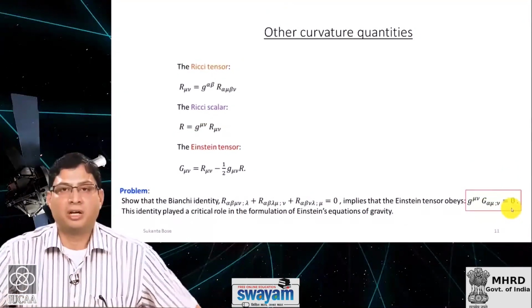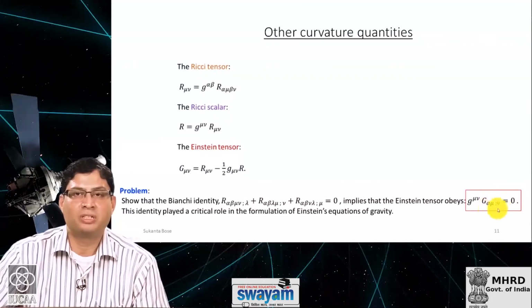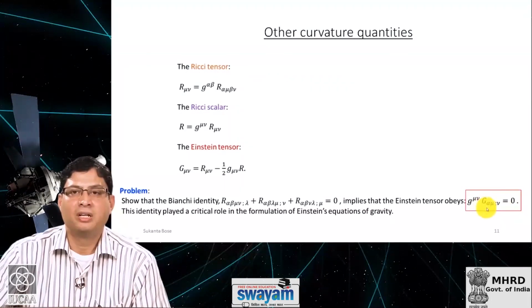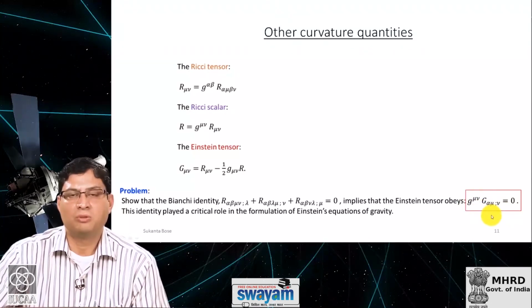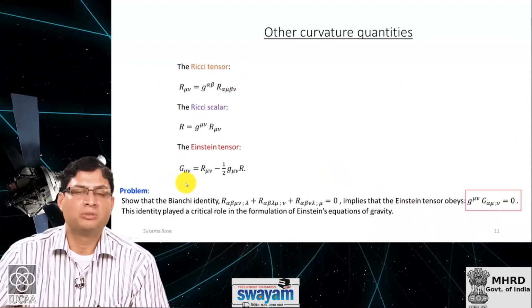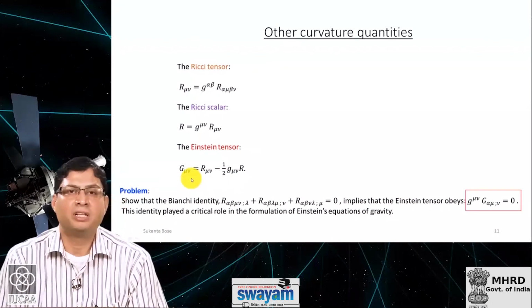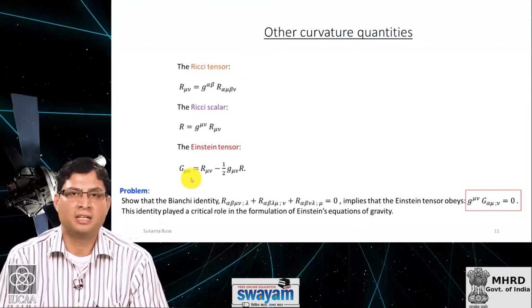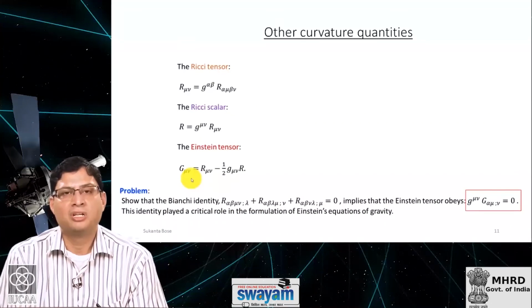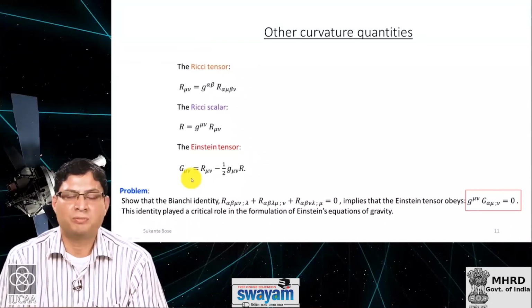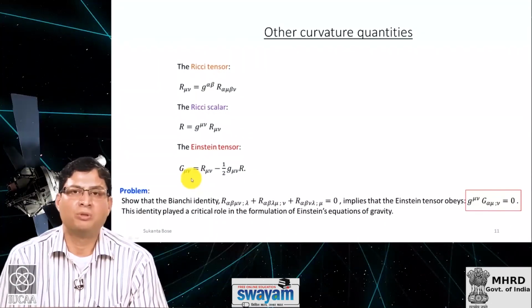It is therefore actually heartening to have a geometric quantity that obeys this property, where its covariant derivative contracted in this fashion is identically 0. This is the property that we will use in obtaining a relation that connects a curvature quantity to the stress energy momentum tensor of any fluid distribution. This is what Einstein did, but before I do that, I'll have to introduce some examples of the stress energy momentum tensor, and that is what I'm going to do in the next lecture.